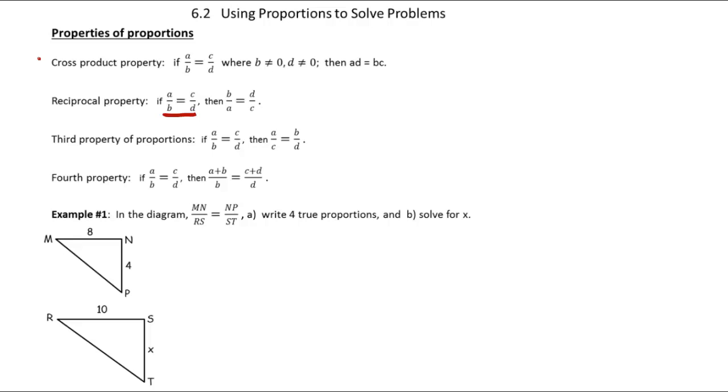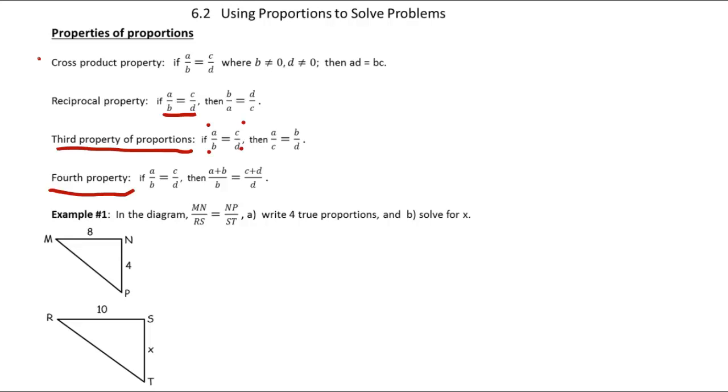The third property of proportions, and then we kind of run out of names, so this is just the third property. If A over B equals C over D, then I can write A over C, so I can take the numerators on both, A over C, that ratio, and it'll be equal to the ratio of B over D, the denominators.